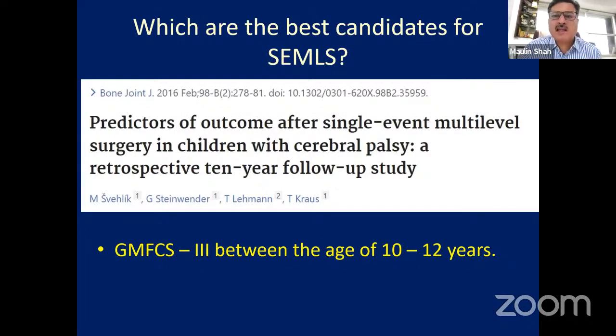The question comes, which are the best candidates who would respond well to single event multi-level surgery? These are the papers which have studied extensively what the predictors are. They have mentioned that GMFCS 3 children between the ages of 10 and 12 years do well. Why? Because their FMS, or functional mobility scale, is very low, so they have a high opportunity to improve. And as we mentioned earlier, the GMFCS 1 and 2 children are already performing at a better level, and their younger patients would experience some recurrence of deformities because of the growth spurt and increasing weight.